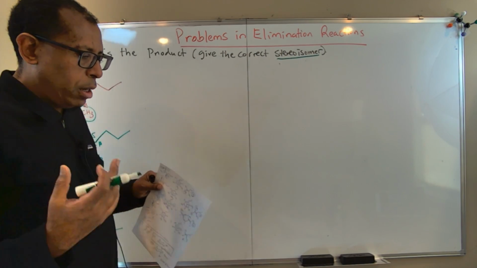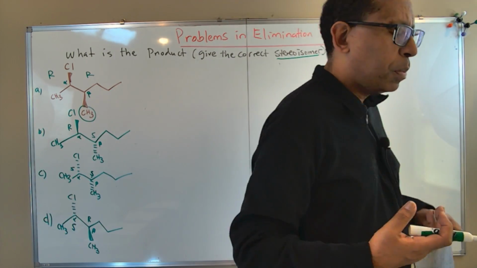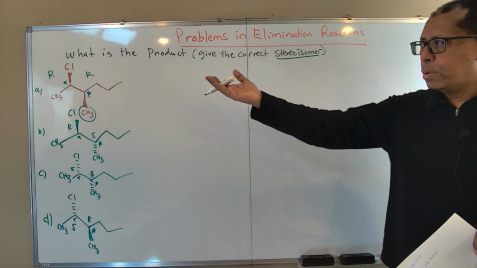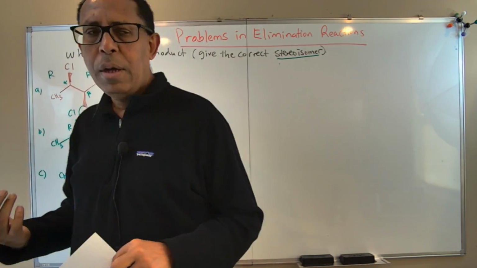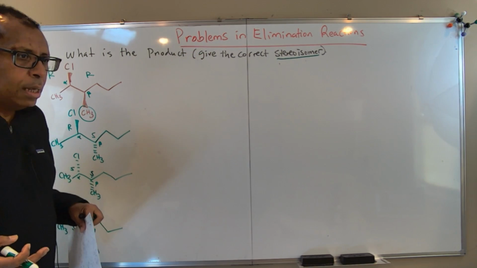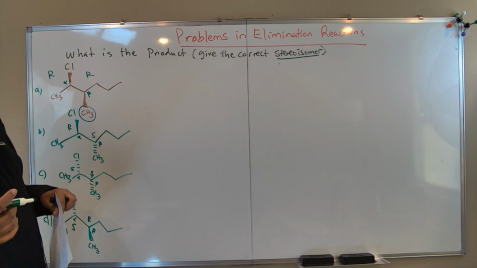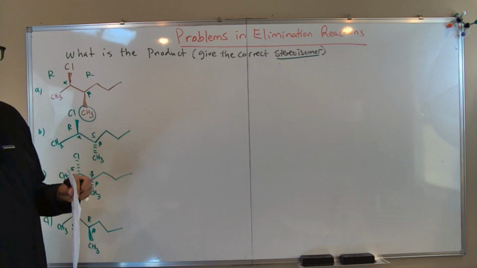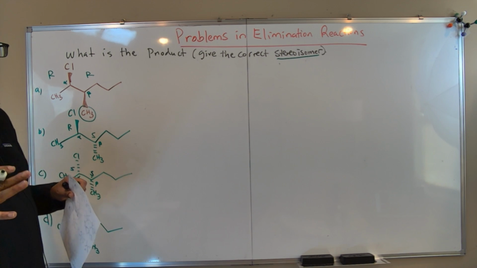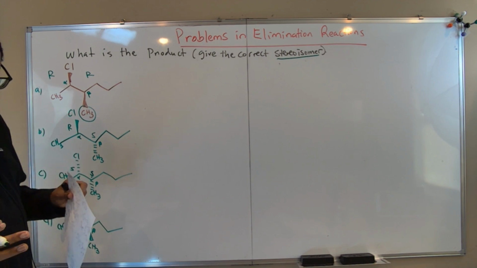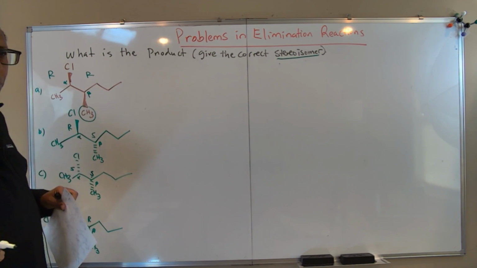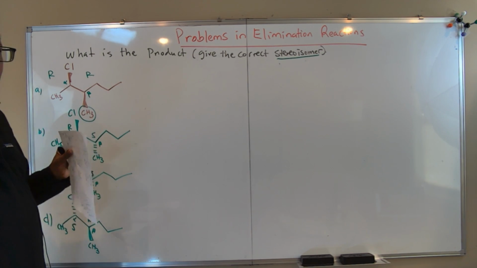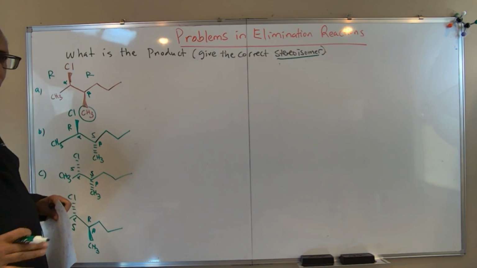So whenever you are given a stereochemically pure compound like that, and you are asked to come up with the E or Z alkene after dehydrohalogenation, you need to remember how to draw a Newman projection. So this problem is more than just giving a product. So remember how we drew the Newman projection for a compound.